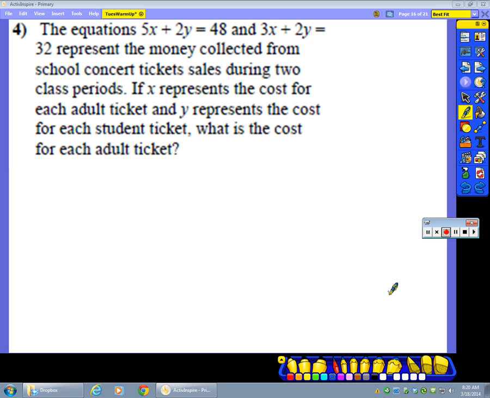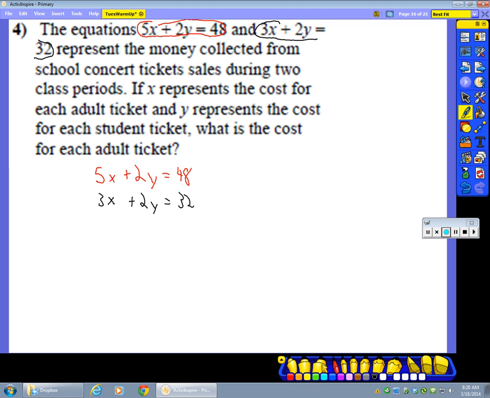Alright, so this word problem, they actually give you the equation, and that'll happen sometimes on CRCT. So all I'm going to do is line these guys up. I have 5x plus 2y equals 48. And then I'm also going to take this one right here, it kind of goes on to the next line, and it says 3x plus 2y equals 32.